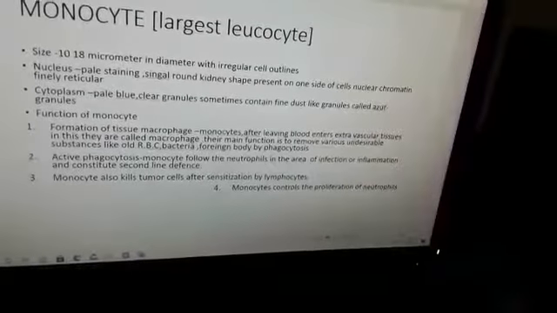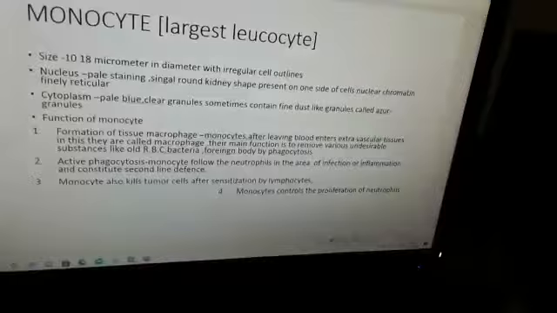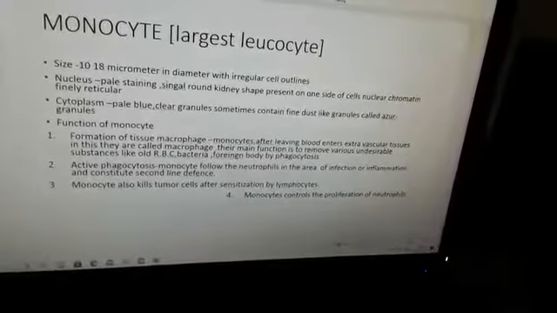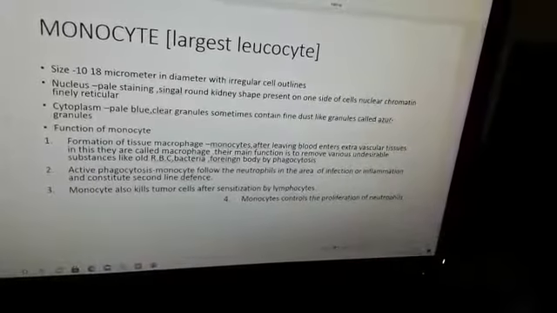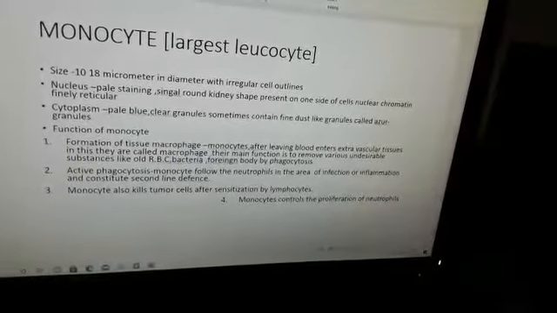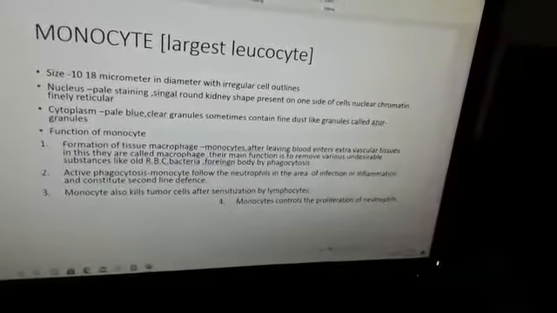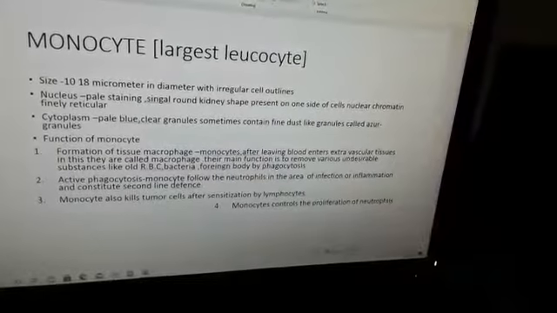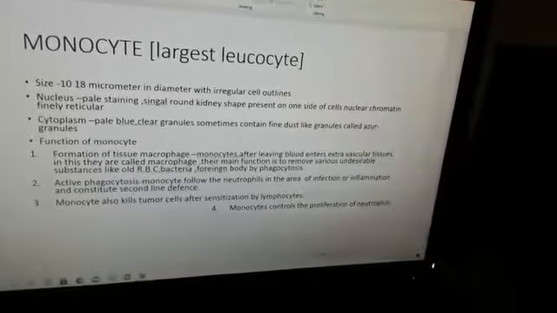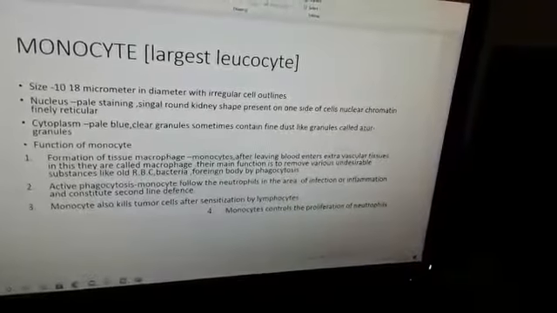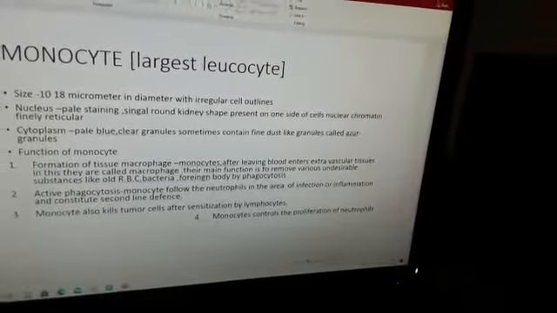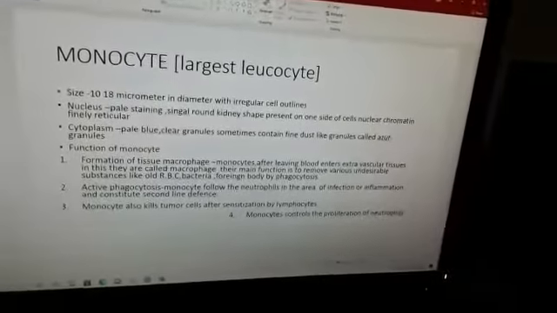Then function of monocyte. Formation of tissue macrophage. Monocytes after leaving blood enter extravascular tissue. There they are called macrophages. Their main function is to remove various undesirable substances like old RBC, bacteria, and foreign bodies by phagocytosis. Active phagocytic monocytes follow the neutrophils in the area of infection or inflammation and constitute the second line of defense. Monocytes also kill tumor cells after sensitization by lymphocytes. Monocytes control the proliferation of neutrophils.